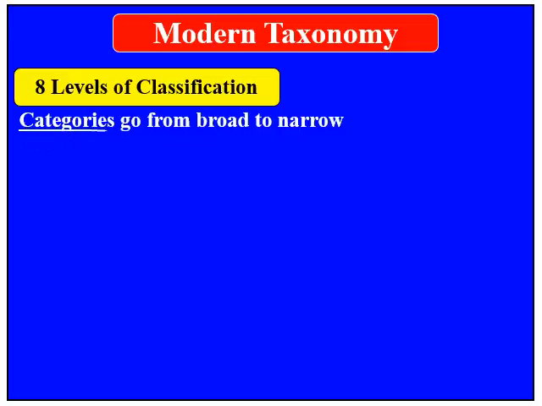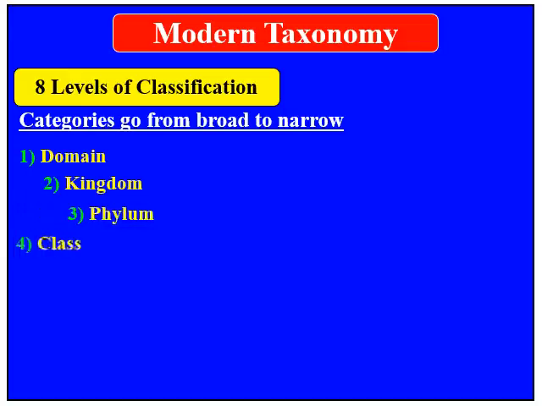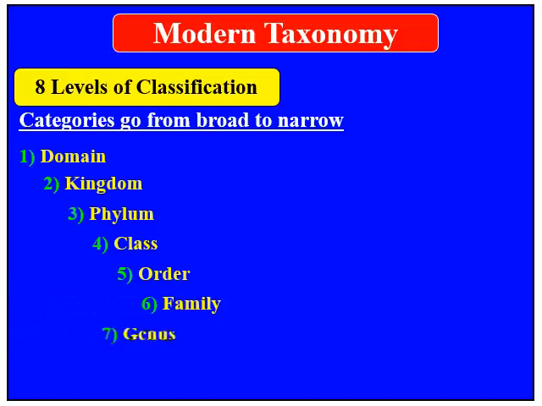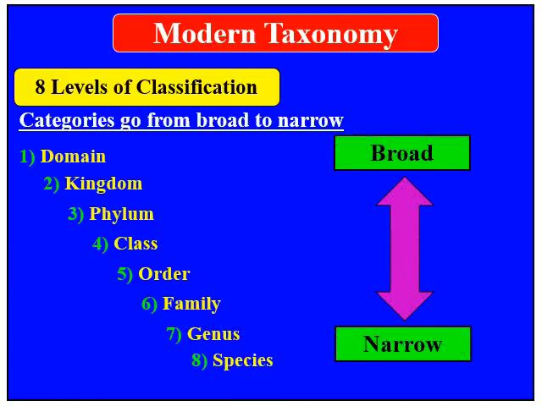So in modern taxonomy, there are 8 levels of classification. They start very broad, which is wide, to very narrow. First, we have domain, kingdom, phylum, class, order, family, genus, and species. And again, this goes from broad to narrow.